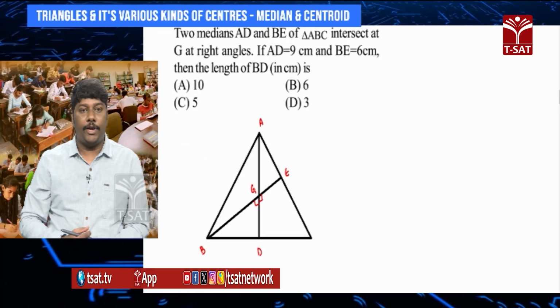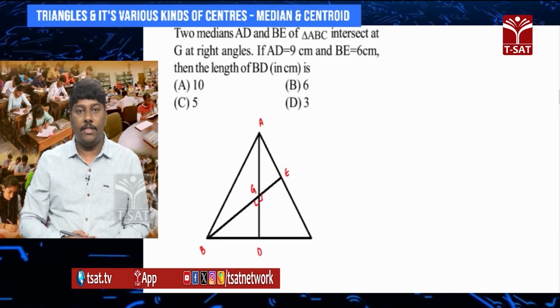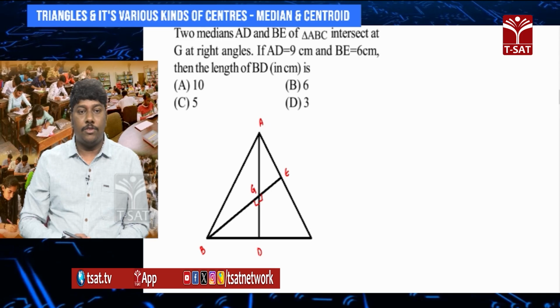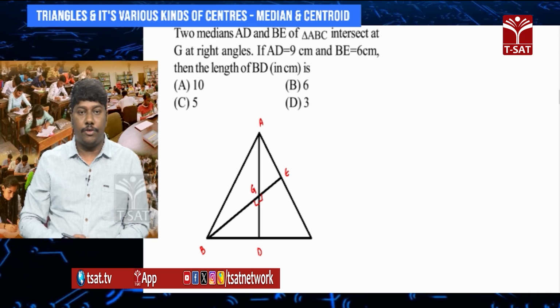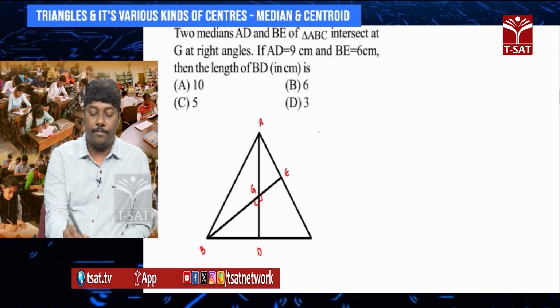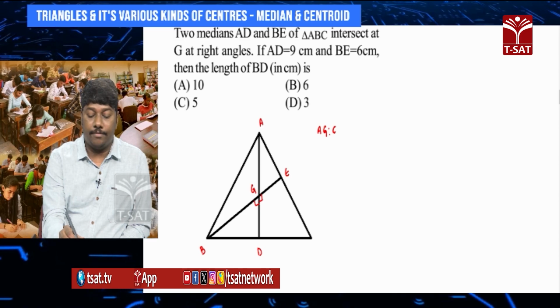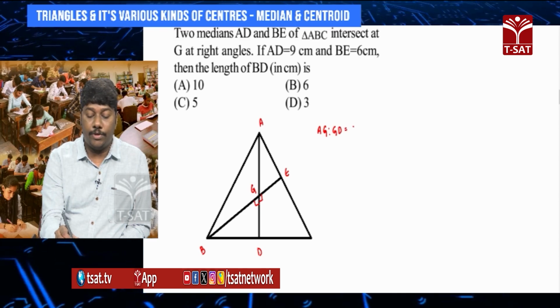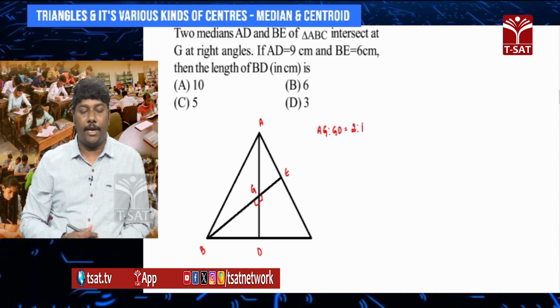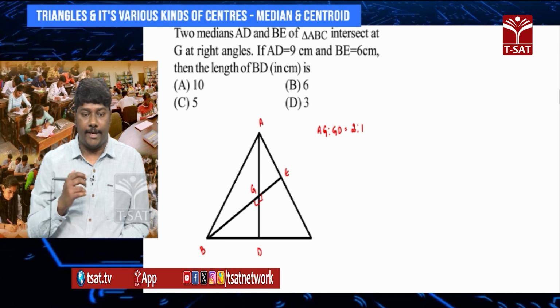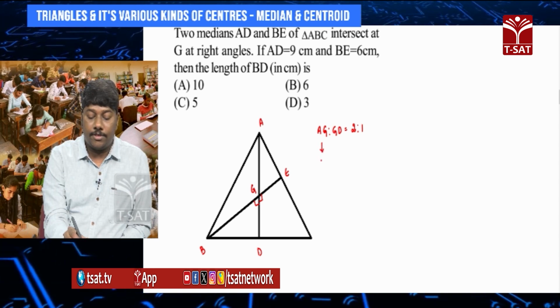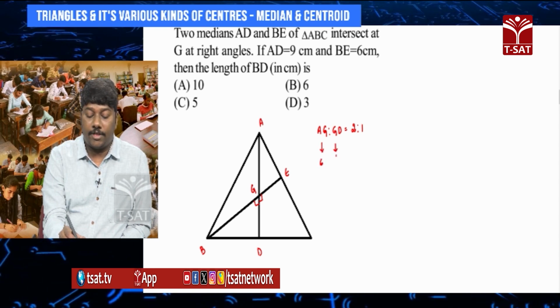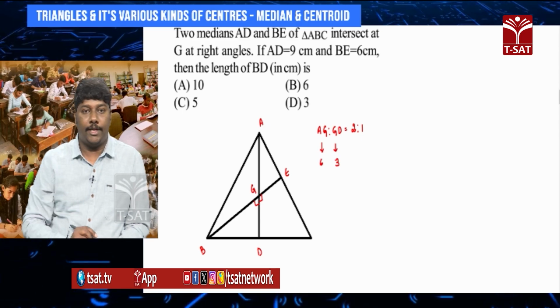We all know the centroid divides the median in the ratio 2:1. So G divides AD in the ratio 2:1, therefore AG is to GD is equal to 2:1. Always you have to look at it from the vertex to the side. So AG becomes 6, GD becomes 3. 2:1 ratio, put together it is 9.